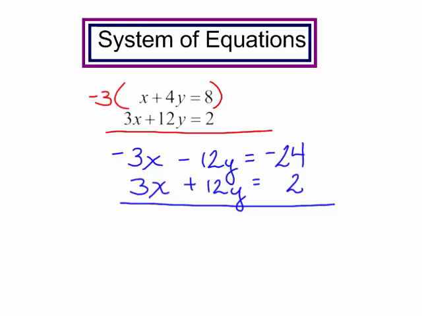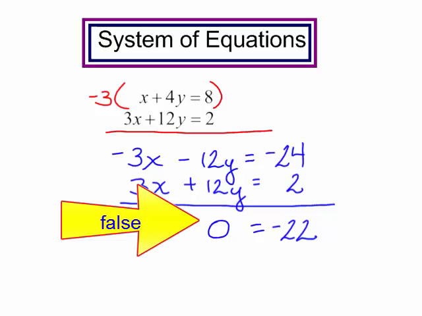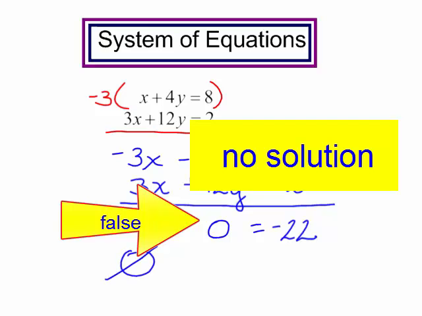Let's add them up. Negative 3x and a positive 3x, they are gone. They are eliminated. I planned it that way. Negative 12y and a positive 12y are also eliminated. I have 0 on the left side. On the right side, I have negative 24 and a positive 2. That would be a negative 22. I have lost not only my x, I have also eliminated my y's. I do not have a variable, and 0 does not equal negative 22. This is false. The answer here is no solution. These two lines have nothing in common.